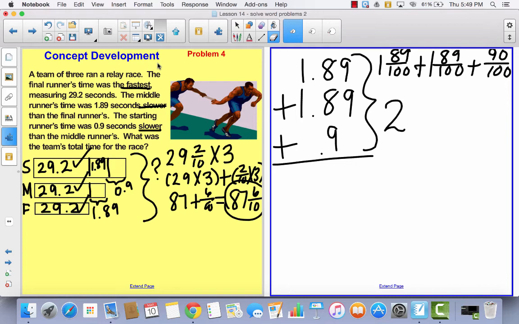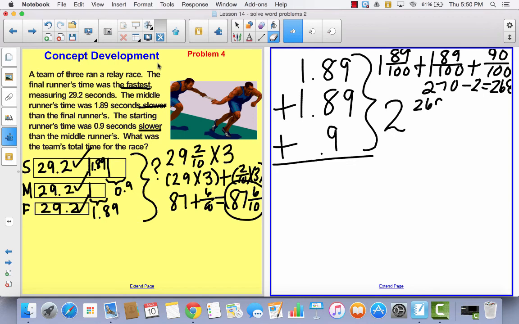So let's try adding 89, 89, and 90. Well, let's be smart here. 89 is 1 away from 90, right? So if I did 90, 90, and 90, that's 90 times 3. That would be 270, right? So that would be 270, but I added 1 to 89, and I added 1 to 89. So I have to take those 2 away, and that gives me 268. If you don't believe me, pause the video and try adding all 3 of those and see if you get the same thing.